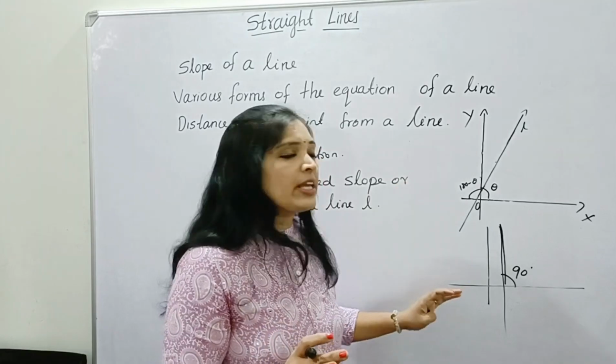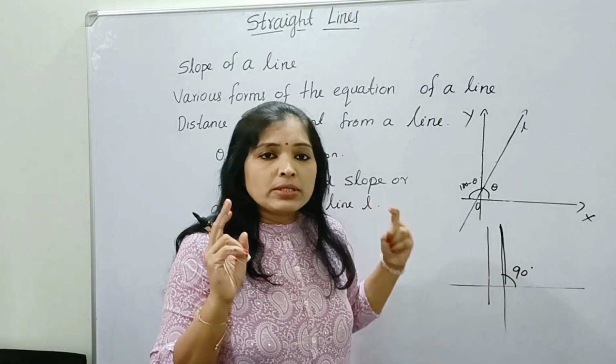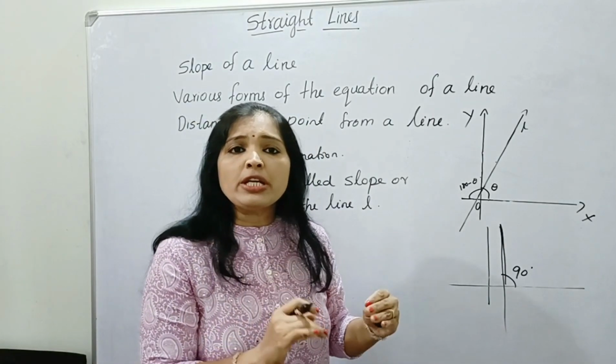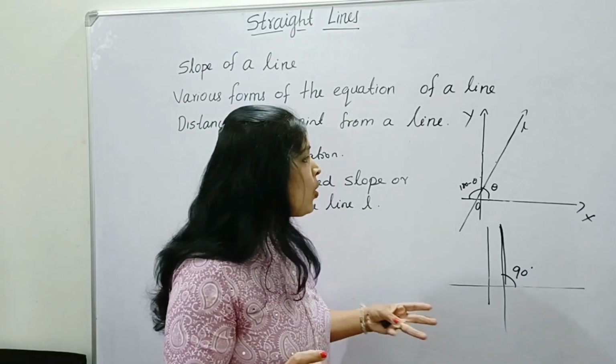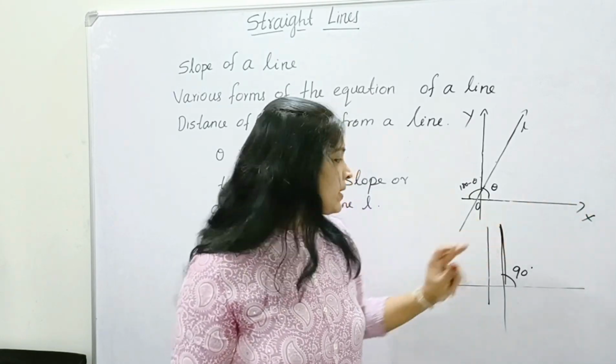Okay, that means here we can say it's not defined. Remember, the slope of a straight line whose inclination is 90 degrees is not defined. Then what about if a line is parallel to the x-axis?